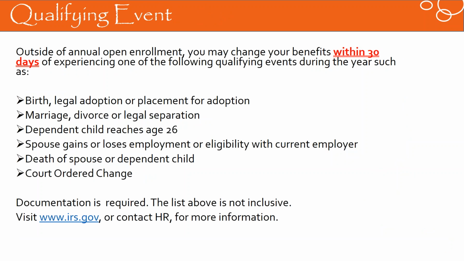If you fail to make any changes during the open enrollment time frame, the next event for changes will be outside of an annual open enrollment. You may make a change if you have a qualifying event, and this change is due within 30 days of experiencing the qualifying event.